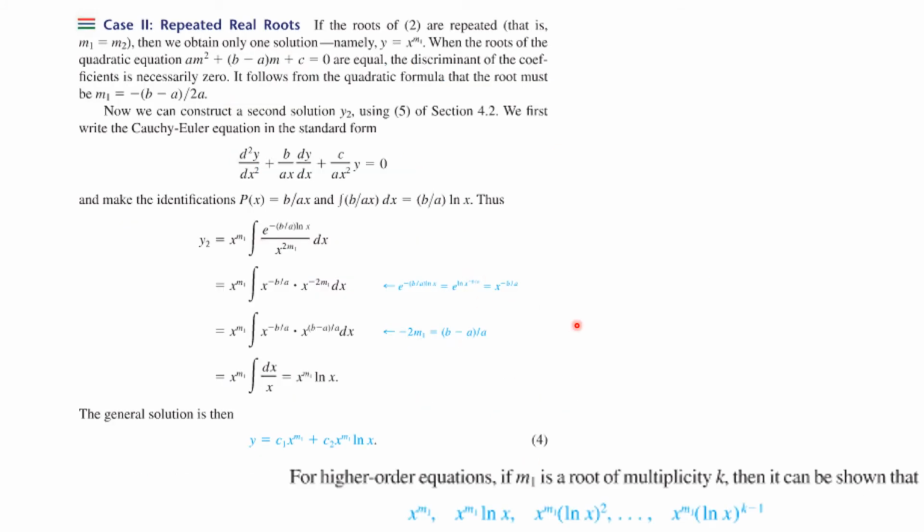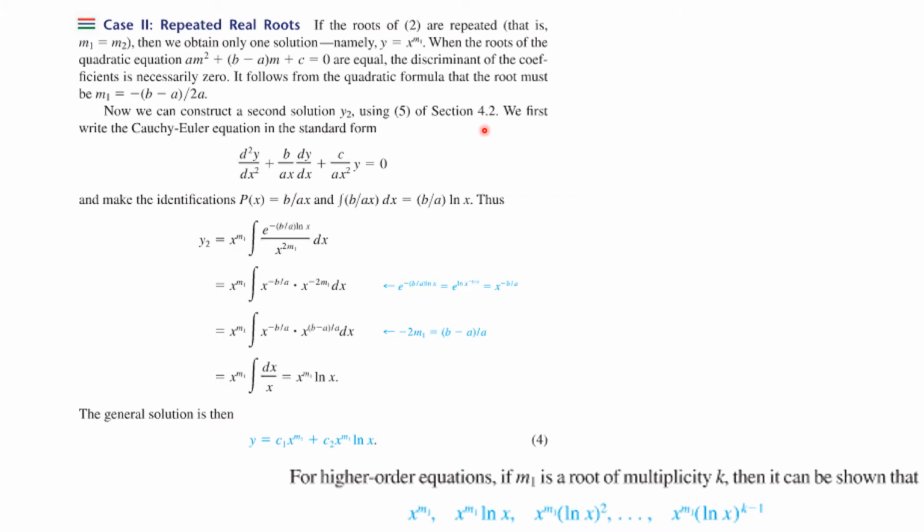Now we move to the case where we have real repeated roots. That means there's only one root, and here we're calling it m, so m1 equals m2. What we're going to do is, we have one solution and we're seeking a second one, so we're going to use the technique of reduction of order for the second time, maybe the third or fourth time in this course, to find another one.